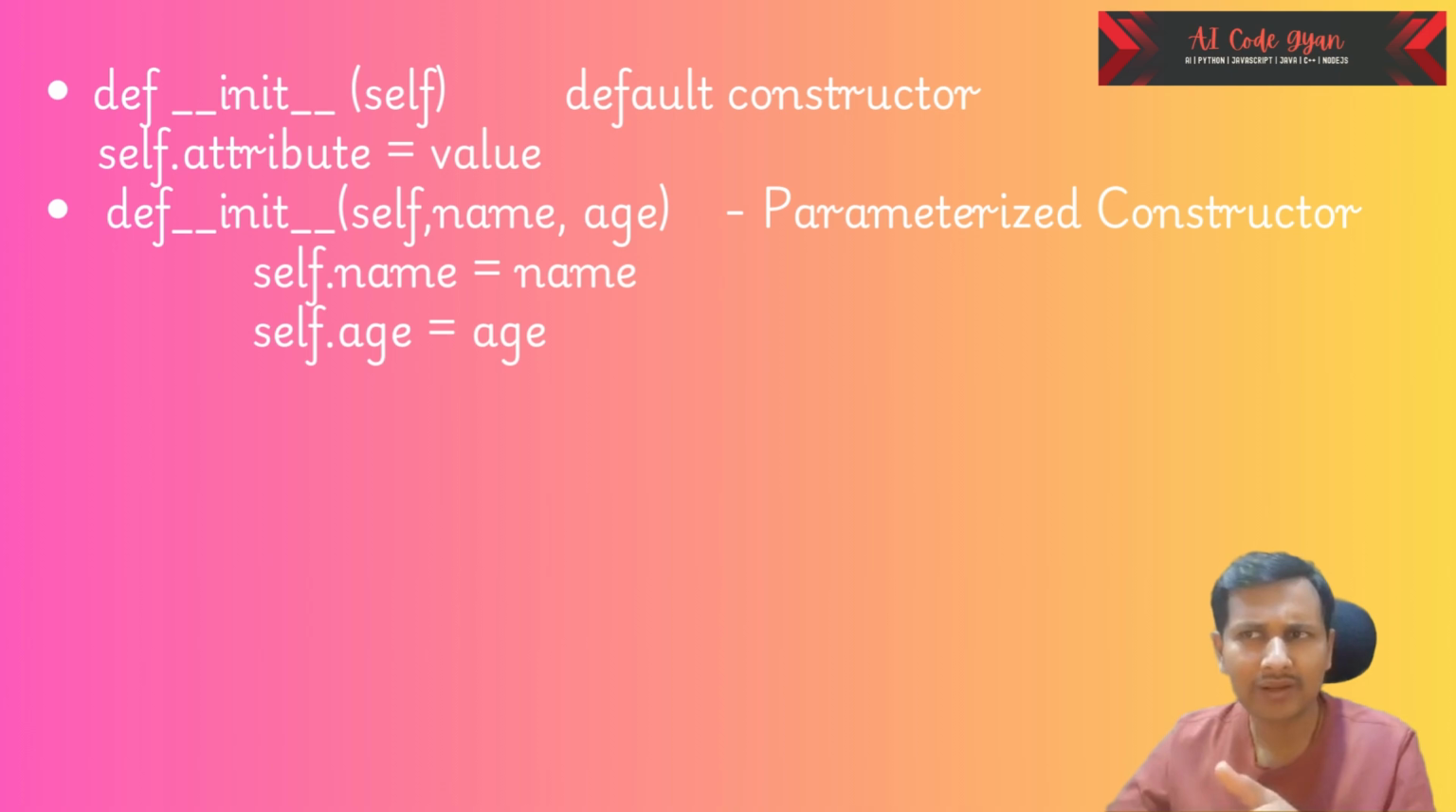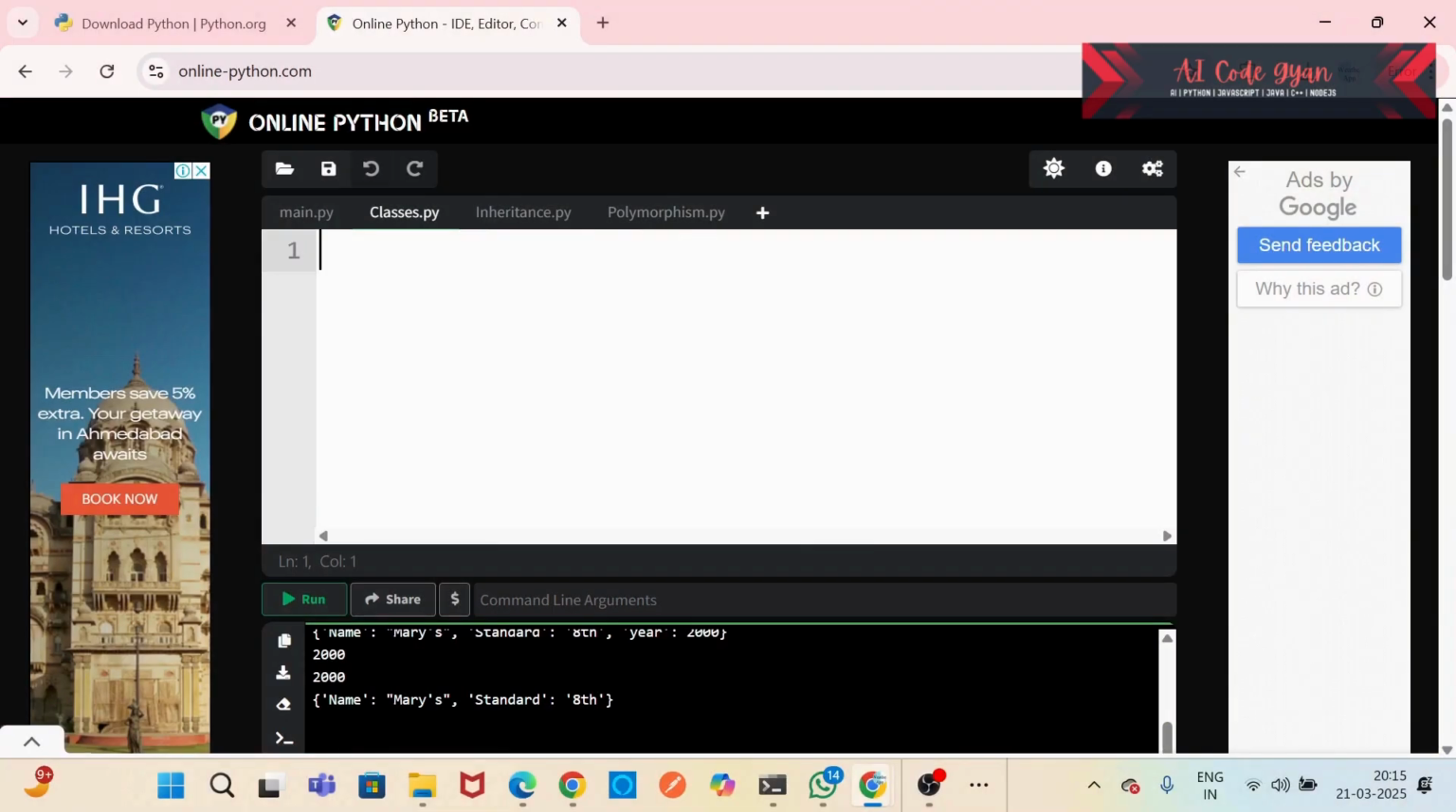So when we talk about a parametric constructor, we need to give parameters to it. We first address self to address the instance, then we address the name and age. self.name is equal to name, self.age is equal to age. So now let us do some hands-on on classes. Classes in Python, it's a very important concept. Let us start with it.